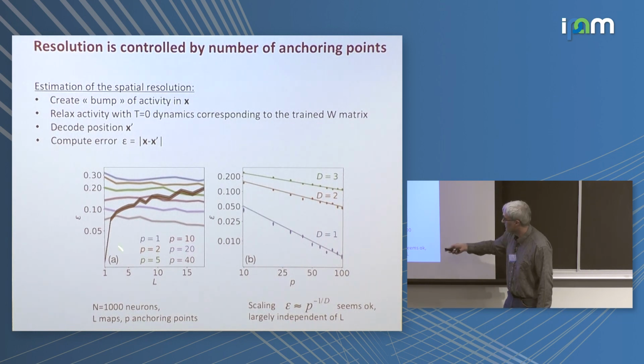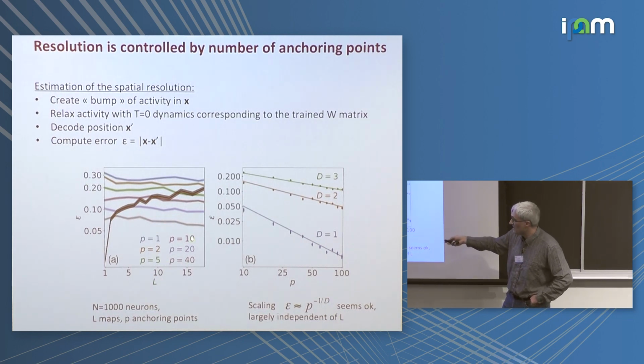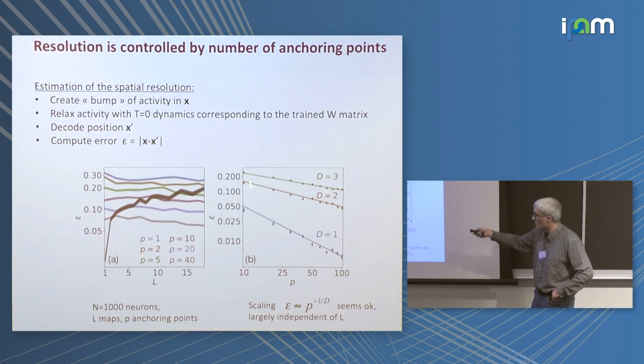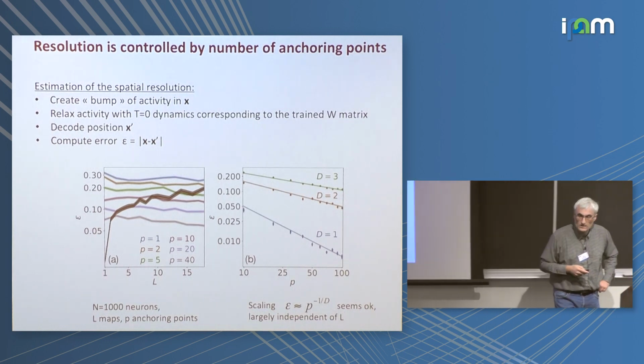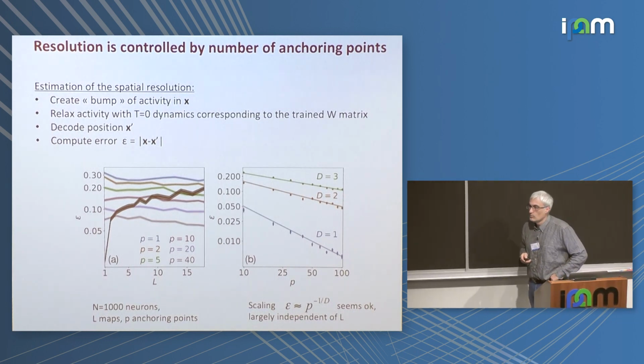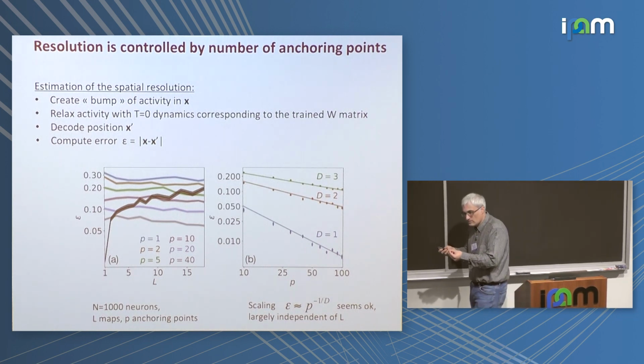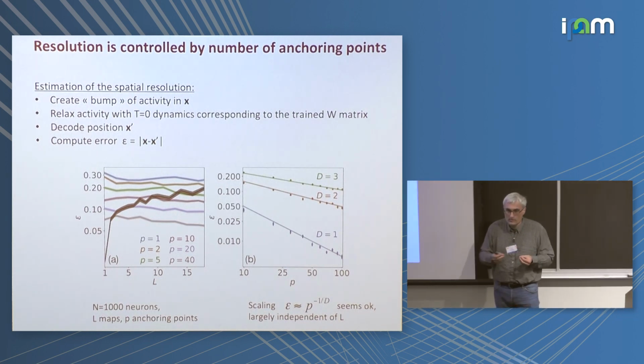If you do that, this is as a function of the number of environments for different numbers of points on the manifold. You see, essentially, it does not depend on the number of environments, but it decays with the number of points, as you would expect, and it decays according to the law we were expecting, as p to the minus 1 over d, which is what I showed in the previous slide. That means that by putting more points, you can control the accuracy of the coding.